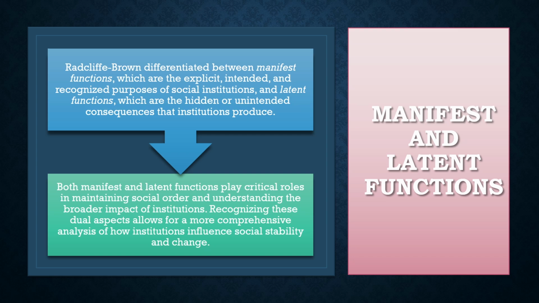This slide explores two types of functions: manifest function and latent function. To clarify, manifest functions are obvious, intended goals of an institution. For example, the function of a university is to educate students. Latent functions are the hidden, unintended consequences. For example, universities may also reinforce social inequalities if students from wealthier families have better access. Recognizing these dual functions helps us understand the full impact of institutions, both their planned purposes and their unexpected effects.